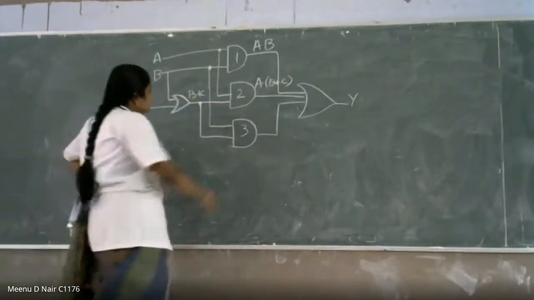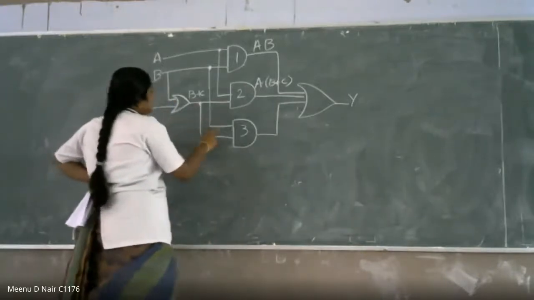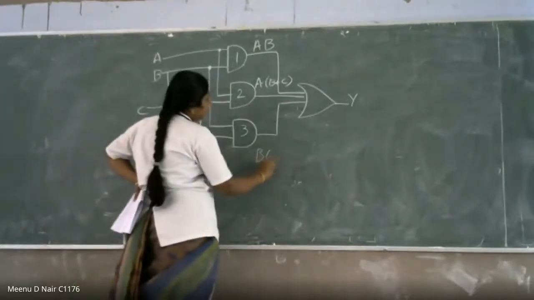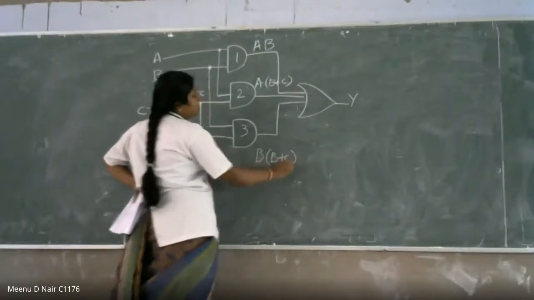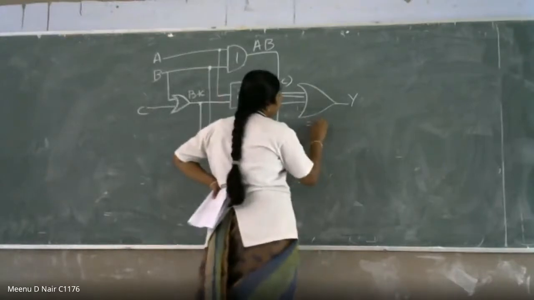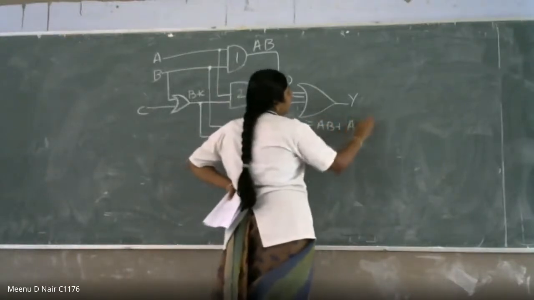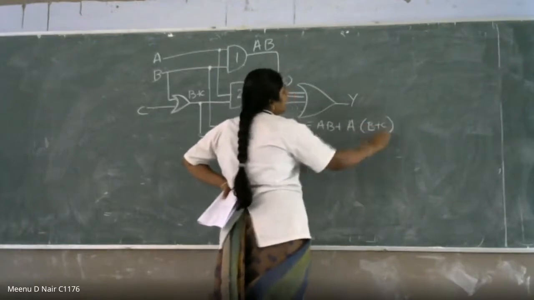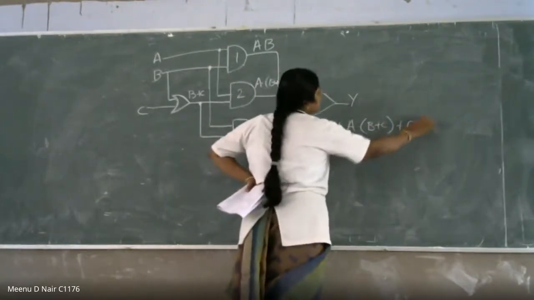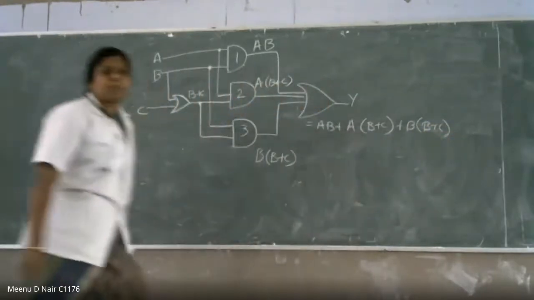Similarly, what is the expression for gate number 3? Gate number 3 is B into B plus C. So Y is equal to AB plus A into B plus C plus B into B plus C. This is the final expression Y.